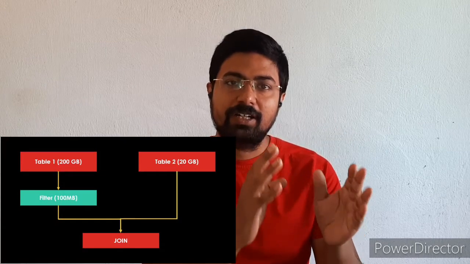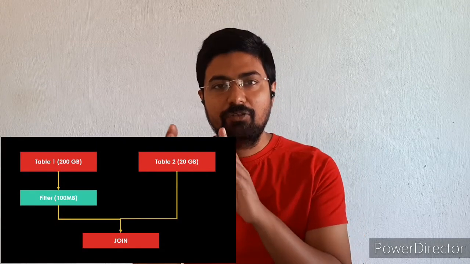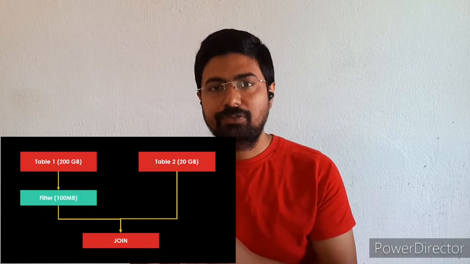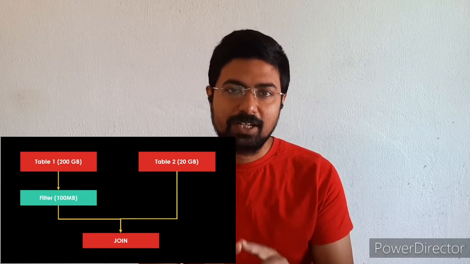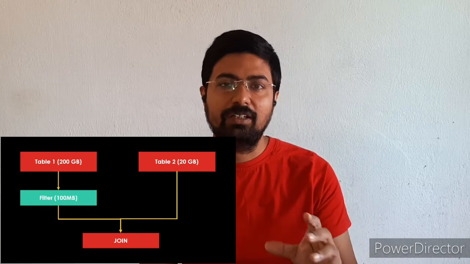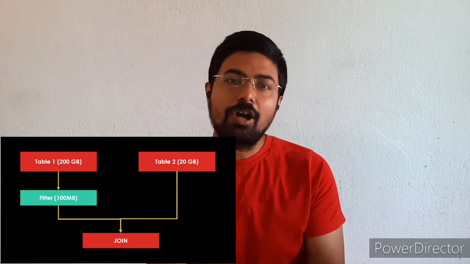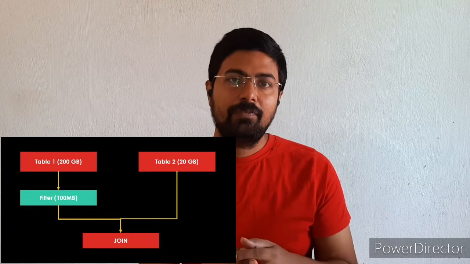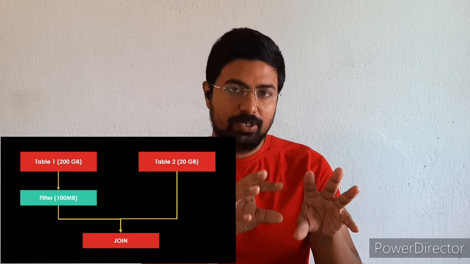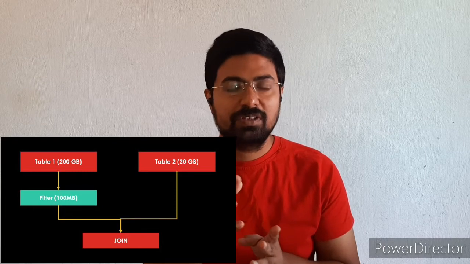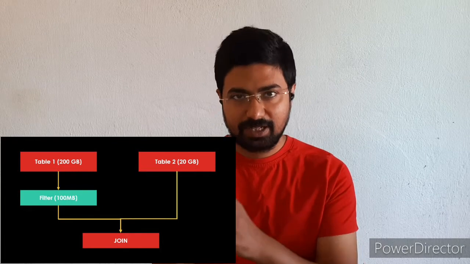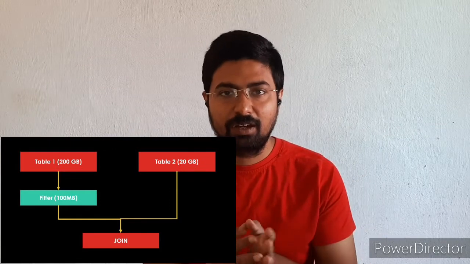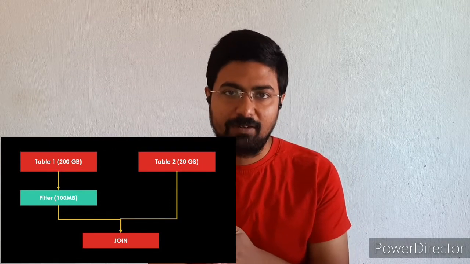Let's take an example where you have two tables to join. Table T1 has 200 GB of data, and table T2 has 20 GB of data, and these two tables are joined. Before joining, table T1 is filtered and only 100 megabytes of records are processed in the join. If you only look at the tables' size, you choose table T2 as your build side because it is smaller, and you make table T1 the probe side because it is larger in size.